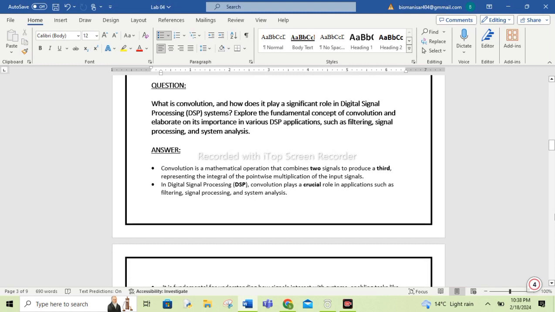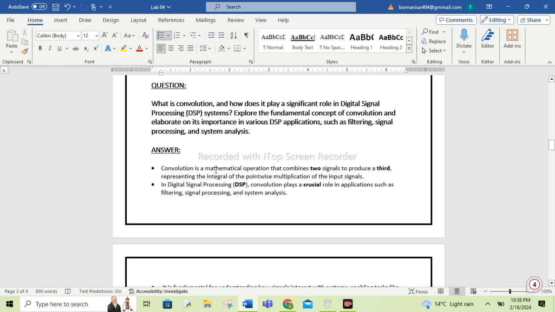Task D. What is convolution and how does it play a significant role in digital signal processing systems? Explore the fundamental concept of convolution and elaborate on its importance in various DSP applications such as filtering, signal processing, and system analysis.